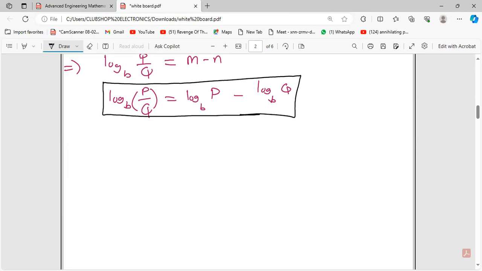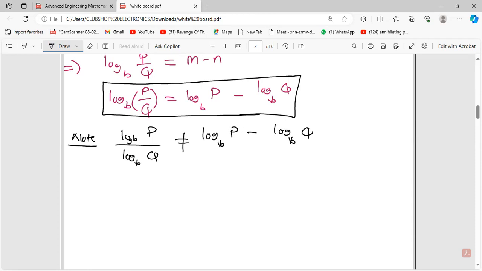That is the second property. Also, there is a note that log base P of P divided by log base P of Q, of course, should not be mistaken to be equal to the log with base P of P minus the log with base P of Q. These are not the same. We go to the third property.